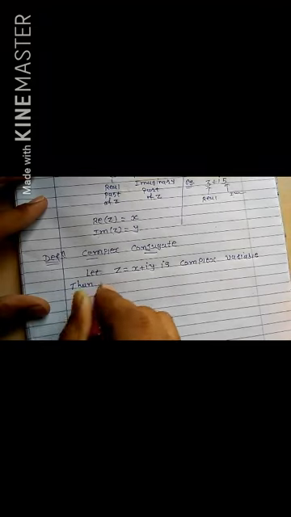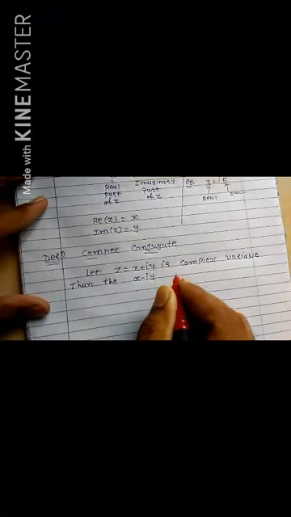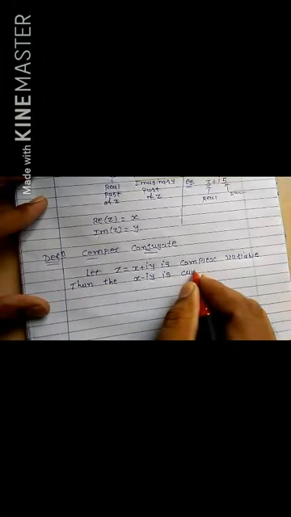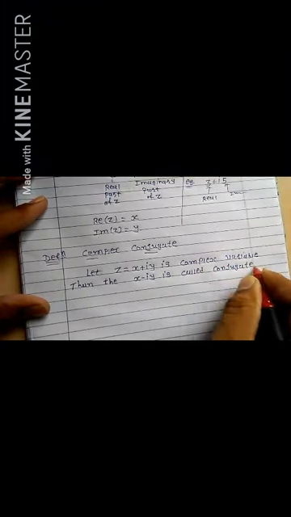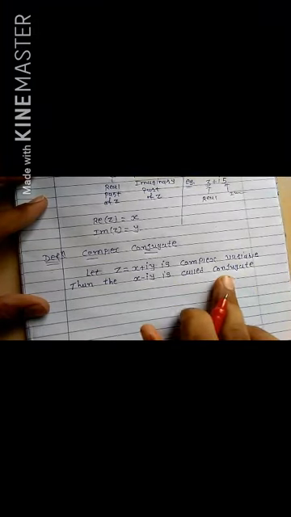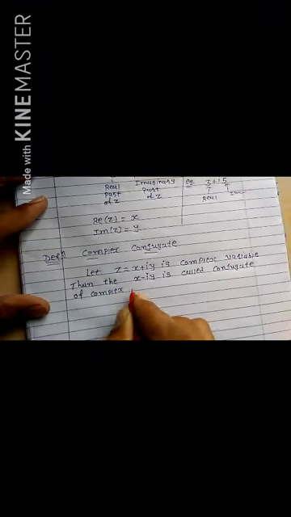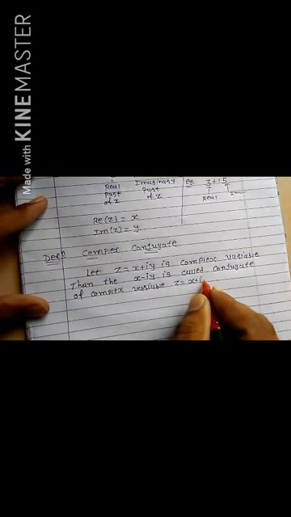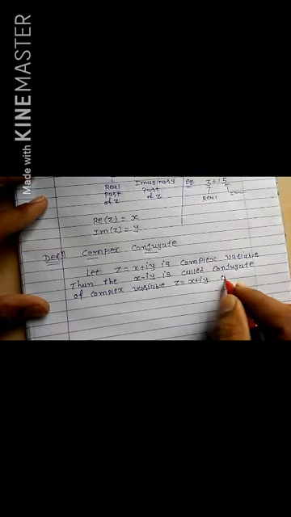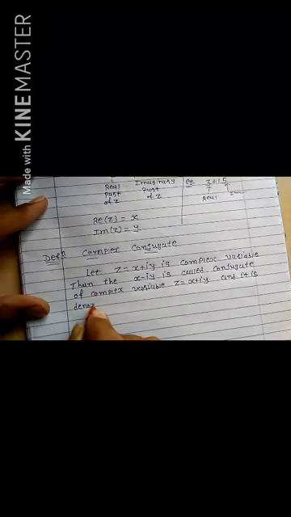Let z equal to x plus iy be a complex variable. Then x minus iy is called the conjugate of the complex variable z equal to x plus iy, and it is denoted by z bar.